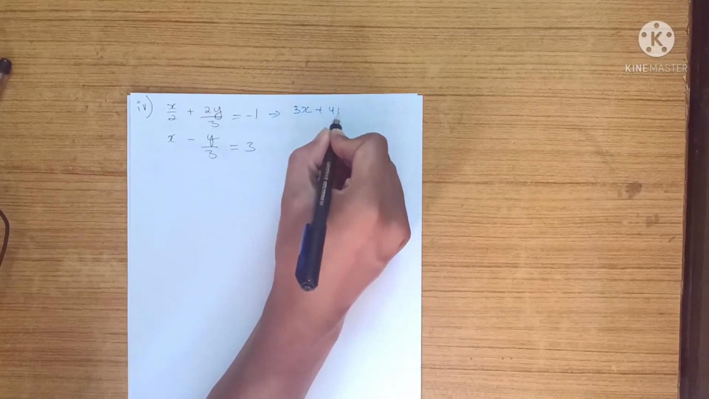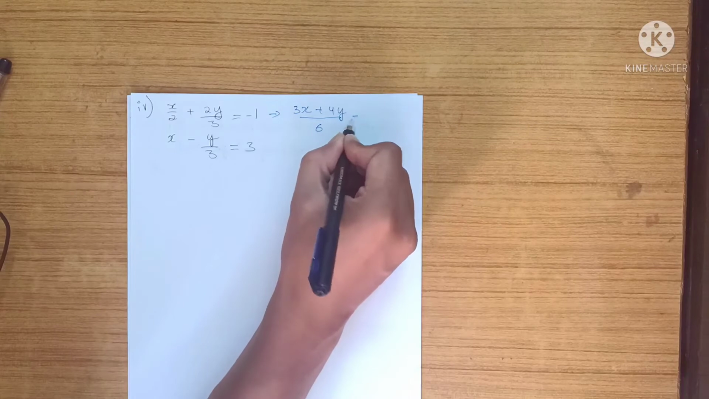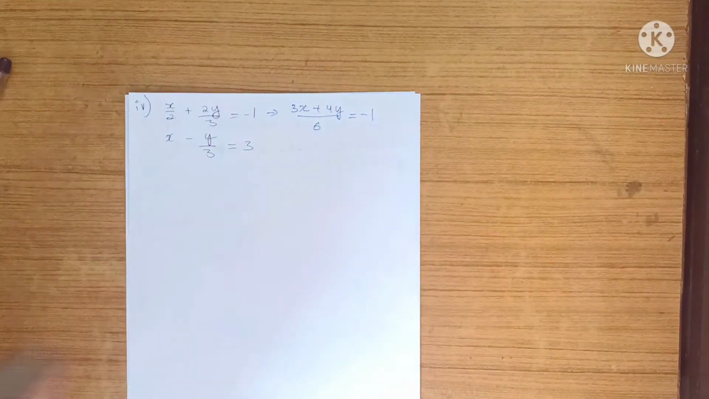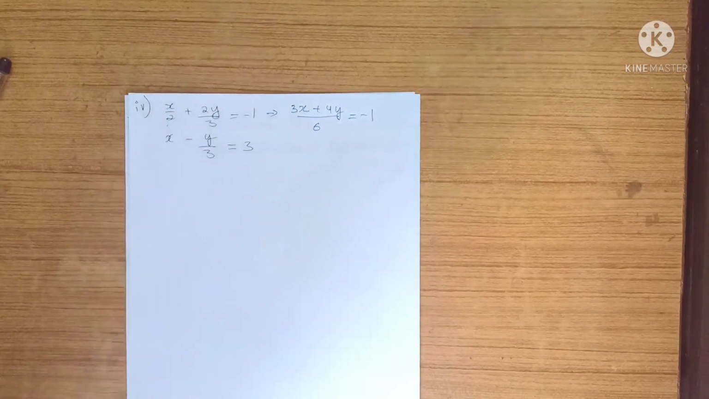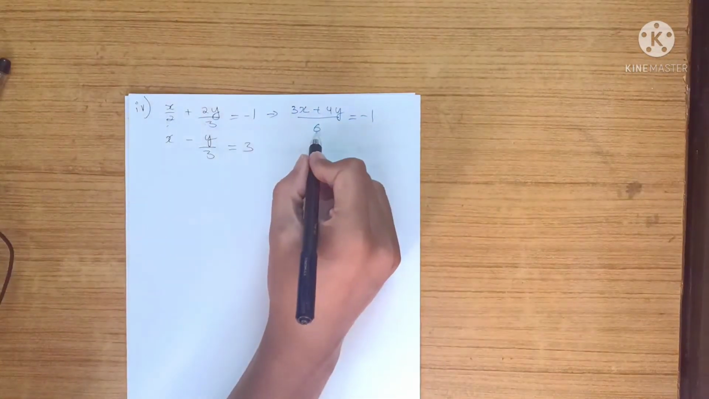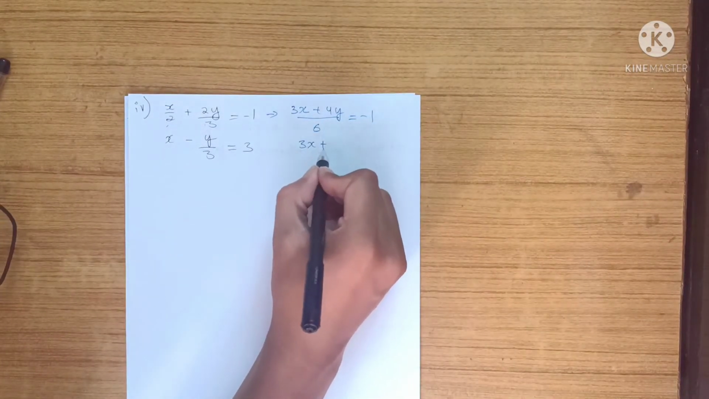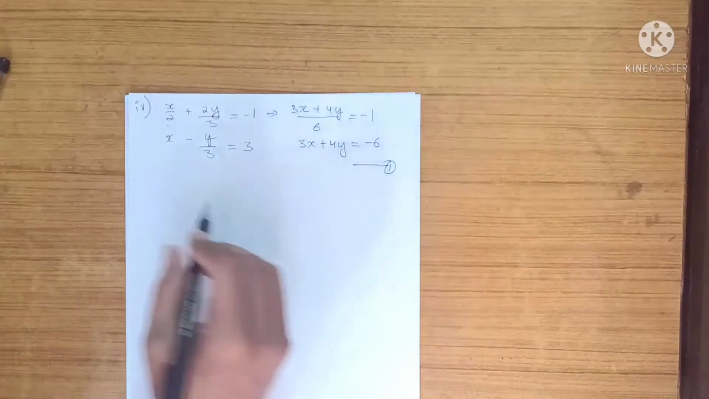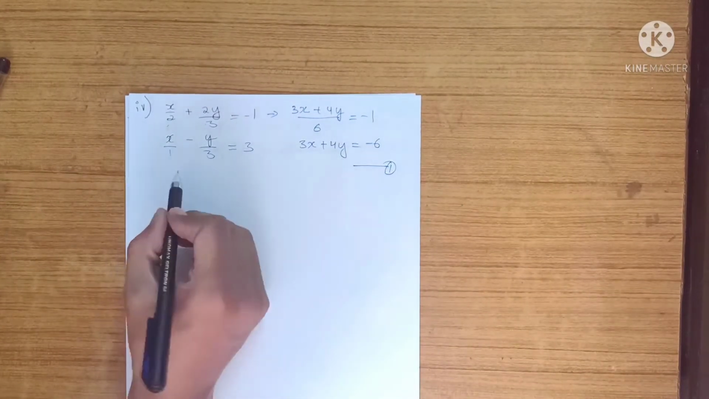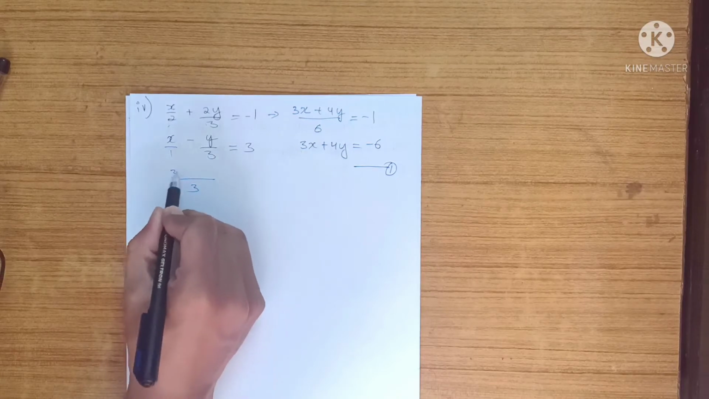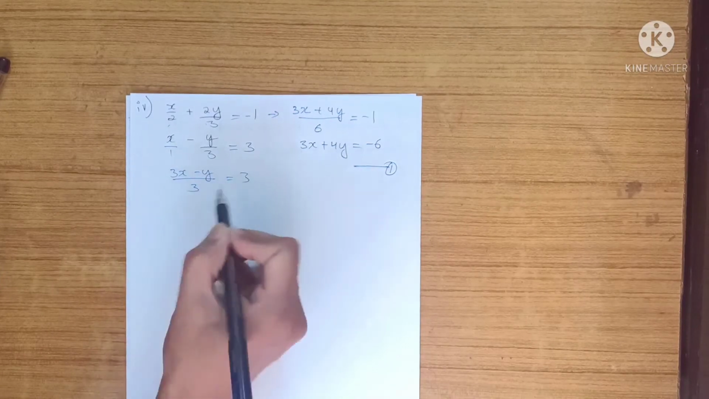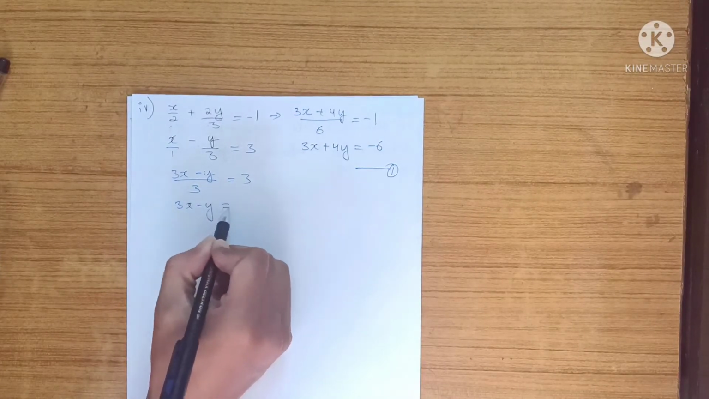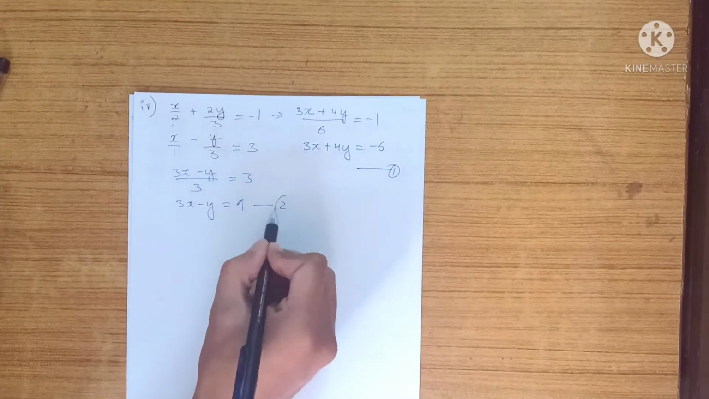3x plus 4y by 6 equal to minus 1, because 3 goes top, 2 goes top, multiplies, and then the denominator is multiplied. 6 will go here. 3x plus 4y equal to minus 6. I'm going to put this as equation 1, and then this also I'm going to take LCM. So this one will become 3x minus y equal to 3. I'm going to make this equation 2.